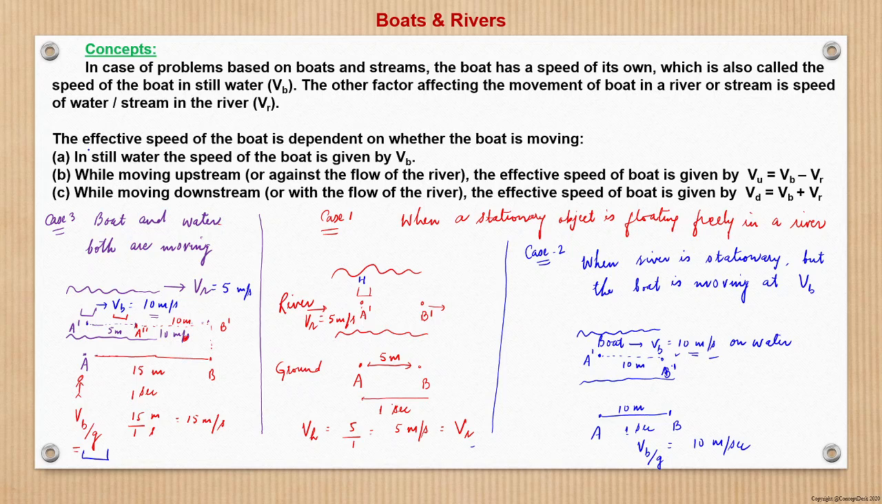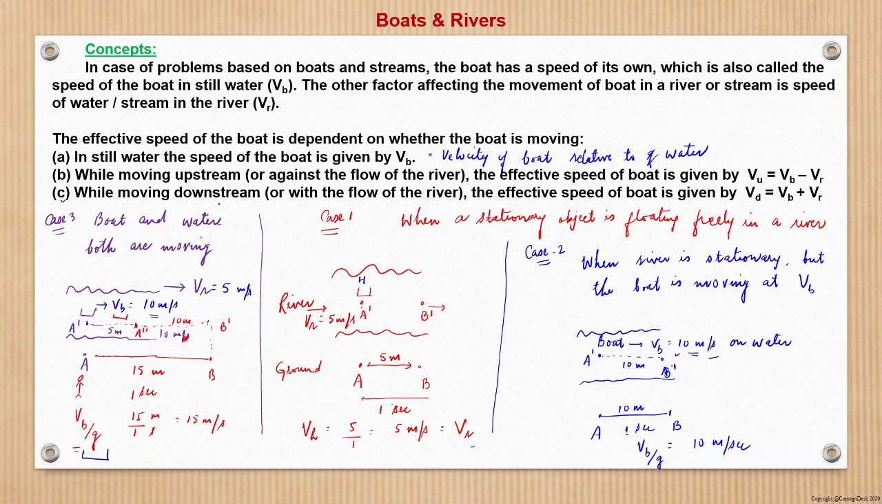So that is what I have written here, summarizing it in 3 sentences. In still water, the speed of the boat in water is given as VB. That is nothing but the velocity of the boat relative to water, right? Now, while moving upstream, so let's first see point C.